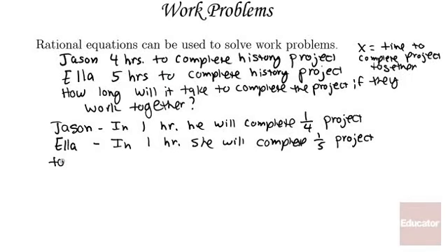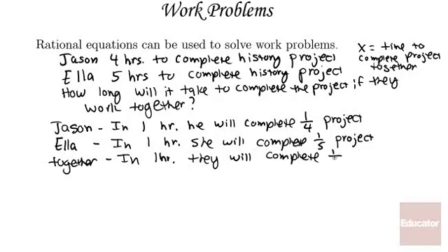That means that together, in 1 hour, they will complete 1 over X of the project. X could be 3, it might be a third of the project. I don't know that yet. It's some unknown amount of time, X, that it takes them to complete the project together. Well, in 1 hour, they will complete 1 over X of the project.